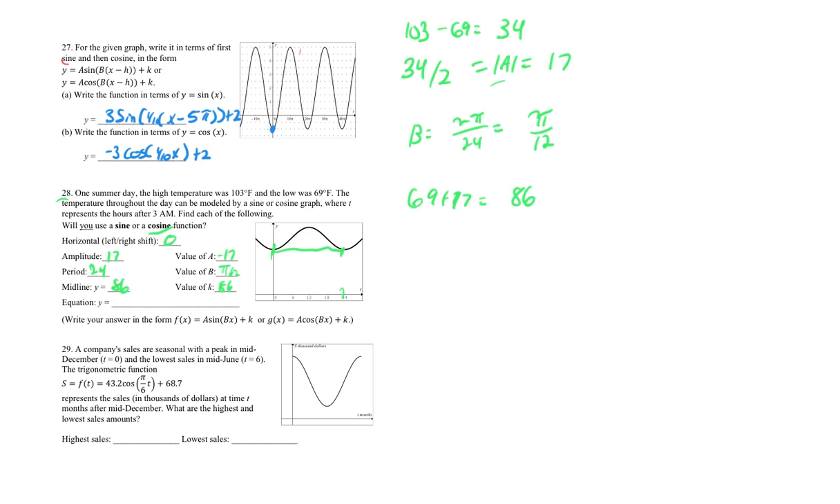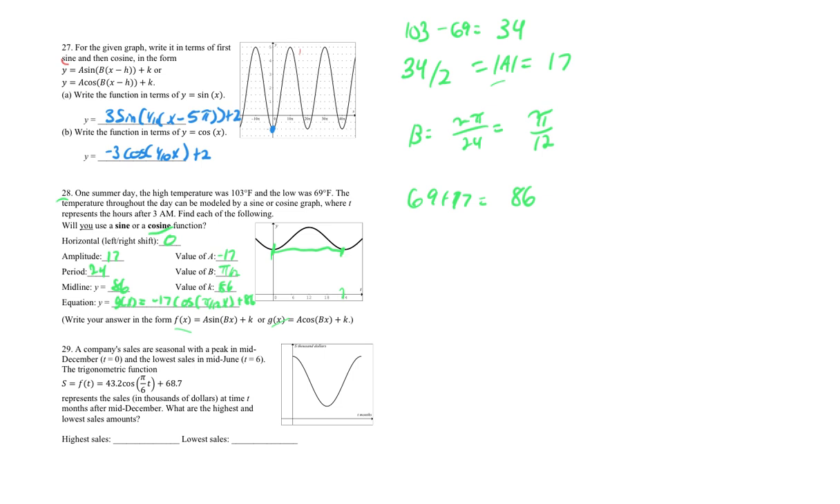It says to write your answer in the form of f of x for the sine or g of x for the cosine. So g of x equals negative 17 cosine of pi over 12 x plus 86.